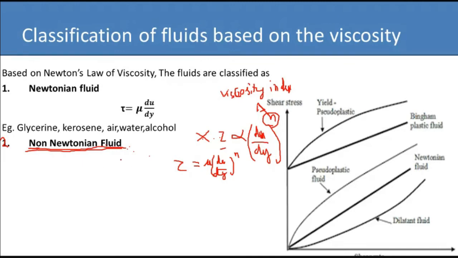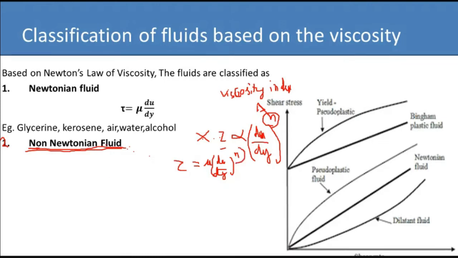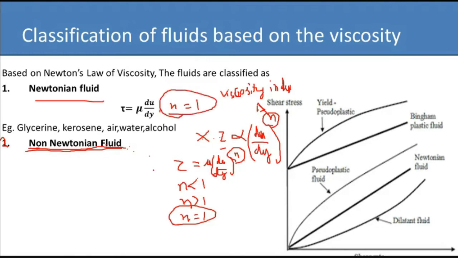Such types of fluids are called non-Newtonian fluids. These non-Newtonian fluids are further subclassified into types. There will be three cases: the value of n is less than 1, the value of n is greater than 1, or the value of n is equal to 1. When n is equal to 1, tau equals mu du by dy to the power 1, so it becomes Newtonian fluid. Newtonian fluids are those for which the viscosity index n is equal to 1. But in non-Newtonian fluid, the value of n is either less than 1 or greater than 1.